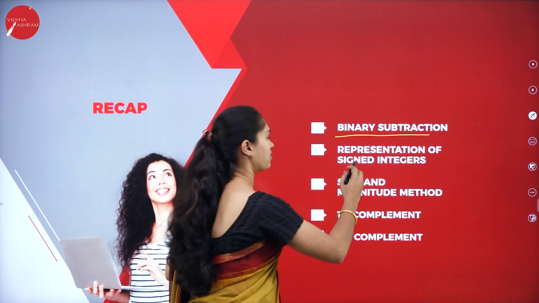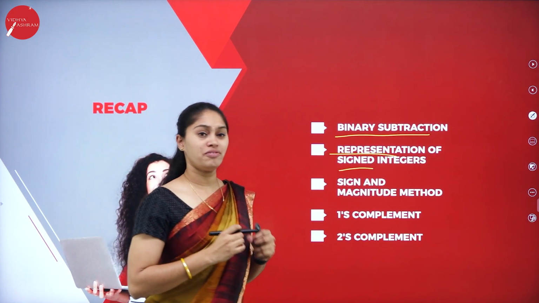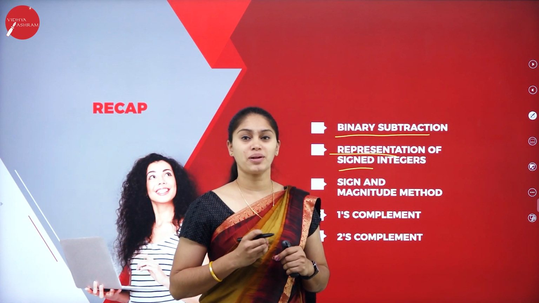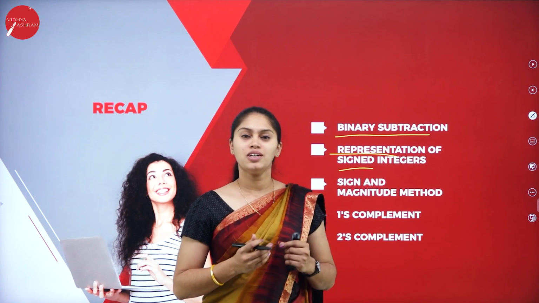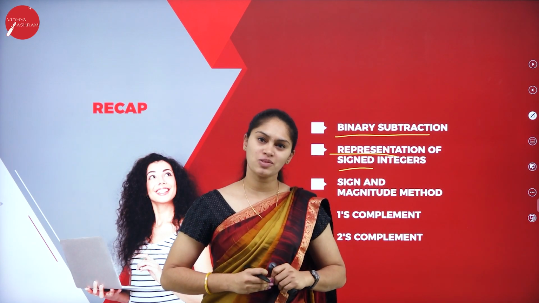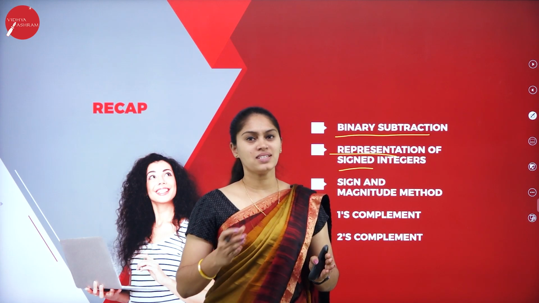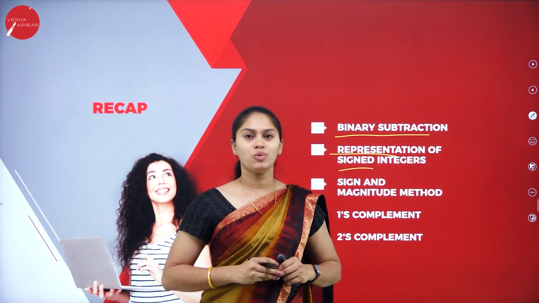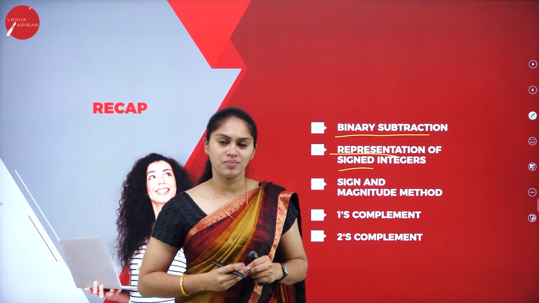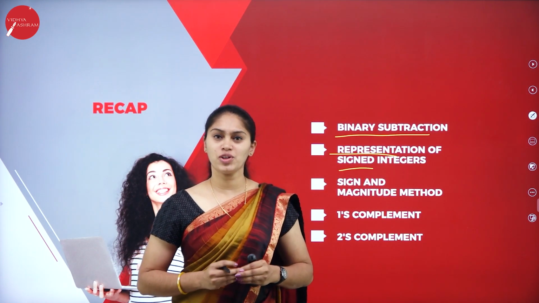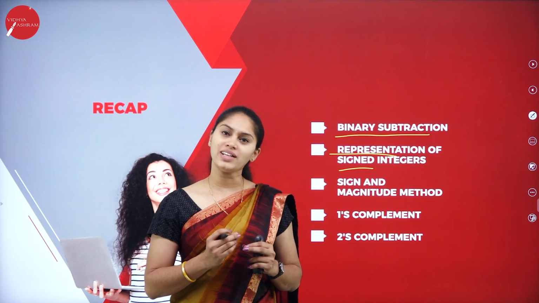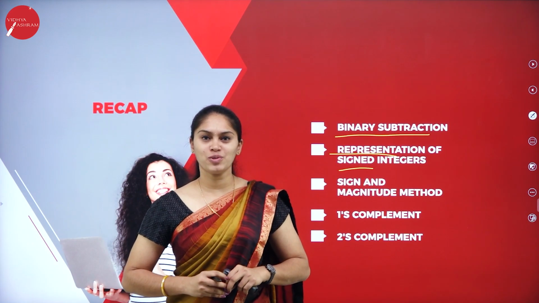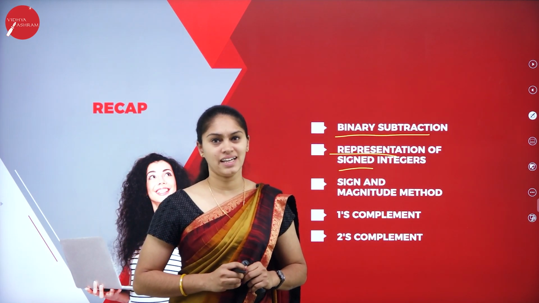After that, I discussed the representation of a signed integer. What methods are we going to use to represent a signed integer? As we all know, digital computers have both positive and negative numbers. So what methods do we follow when working with a negative integer? There are 3 categories: the sign and magnitude method, 1's complement and 2's complement. These are the methods we use to represent the signed integer.